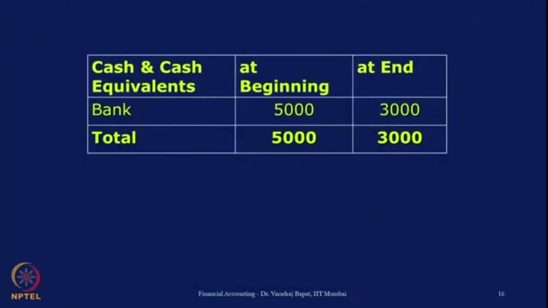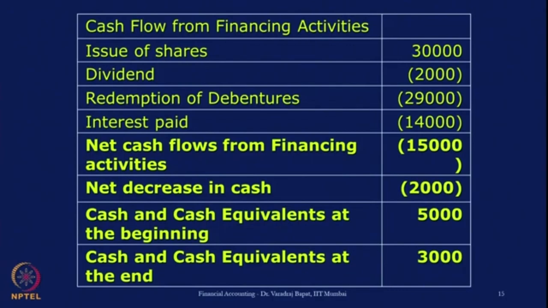We will also make a reconciliation in the beginning and end. There is only one item. So beginning is 5000, end is 3000. So we already knew that there is a fall of 2000 from the balance sheet in the bank balance. Now we have explained it through the cash flow statement. I hope you have understood it. Once again, have a look at both the problem and the solution. This is a starting and a simple problem and it will give you proper insights into cash flow statement.